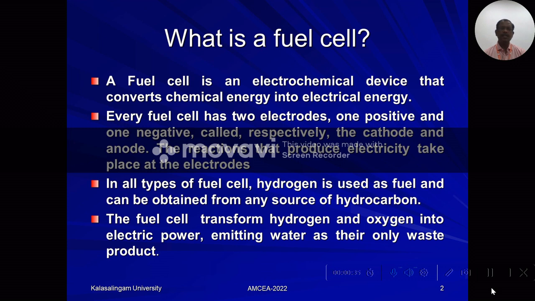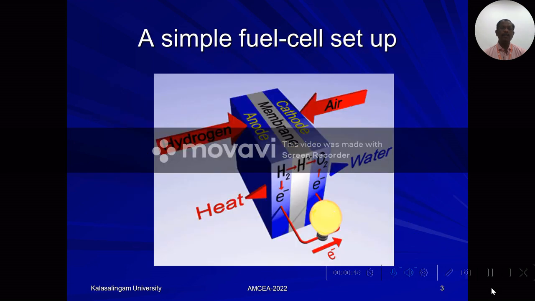In all types of fuel cell, hydrogen is used as fuel and can be obtained from any source of hydrocarbon. The fuel cell transforms hydrogen and oxygen into electric power, emitting water as its only waste product. A simple fuel cell setup is shown in this particular slide.